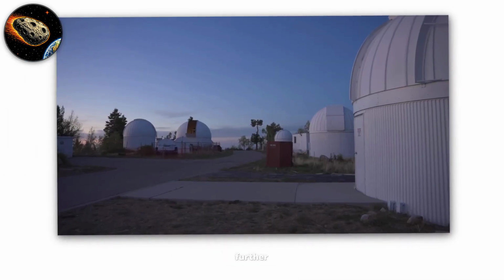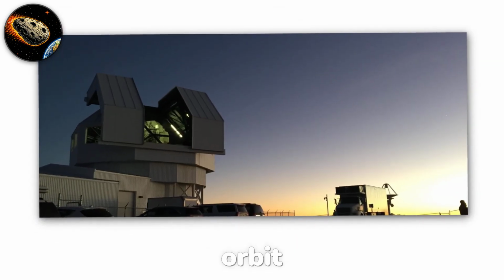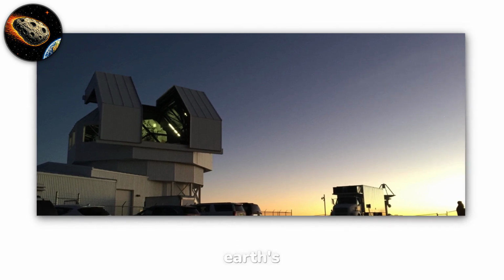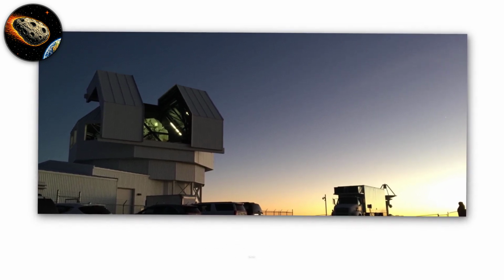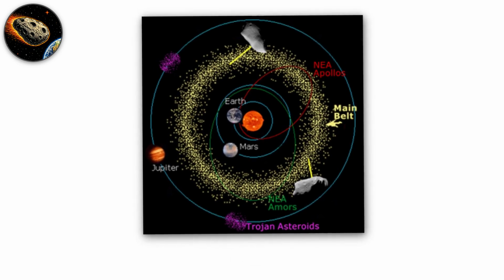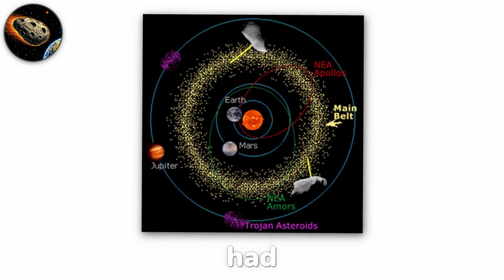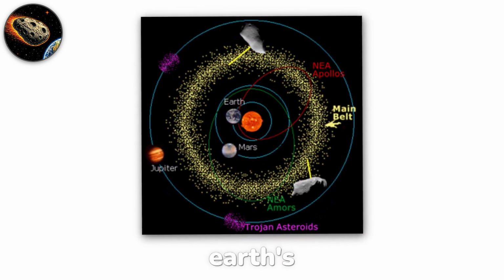Near-Earth asteroids were further divided into subtypes based on their orbital characteristics relative to Earth's orbit. Amor asteroids had orbits that approached but did not cross Earth's orbit. Apollo asteroids had orbits that crossed Earth's orbit and had orbital periods of more than 1 year. Aten asteroids had orbits that crossed Earth's orbit with orbital periods of less than 1 year. And Atira asteroids had orbits entirely inside Earth's orbit.